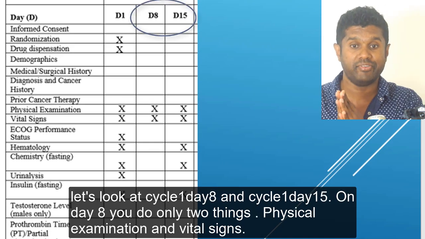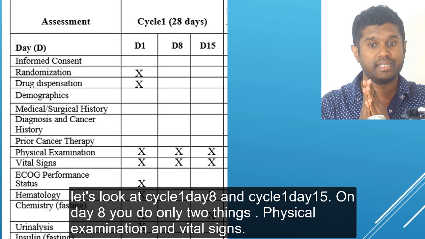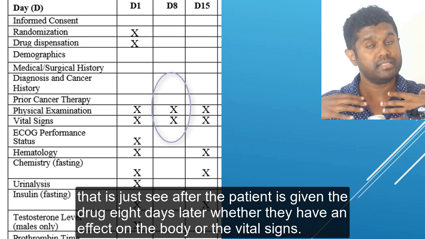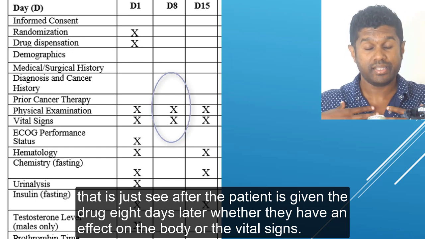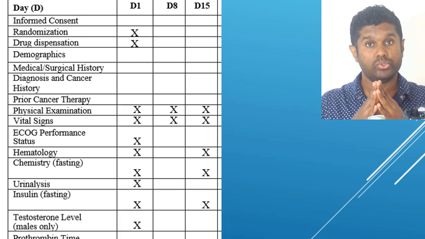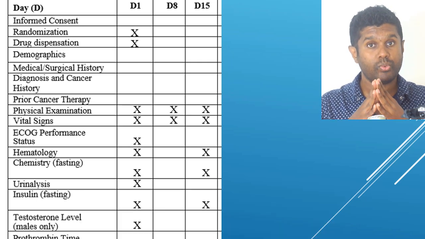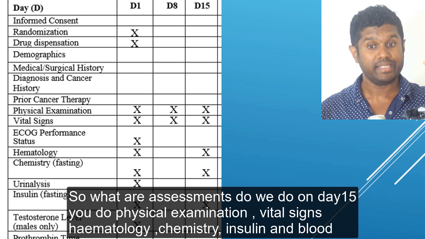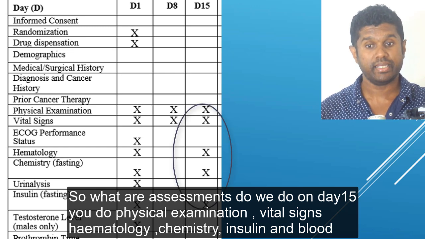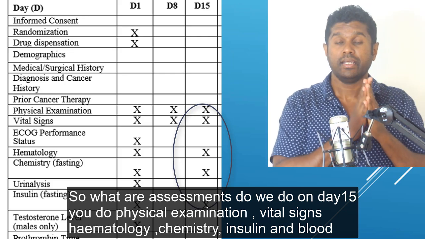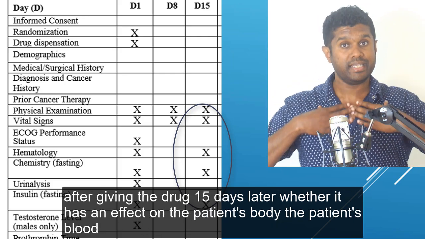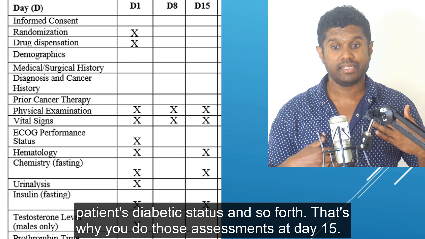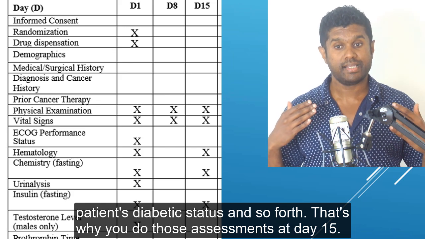Let's look at day 8 and day 15. So day 8 you do only two things: physical examination and vital signs. That is to see, after the patient is given the drug, 8 days later whether it has an effect on their body or the vital signs. Then you look at day 15. So what are the assessments we do at day 15? You do physical examination, vital signs, hematology, chemistry, insulin, and so that is to see, after giving the drug 15 days later, whether it has an effect on the patient's body, the patient's blood, the patient's diabetic status and so forth. That's why you do those assessments at day 15.